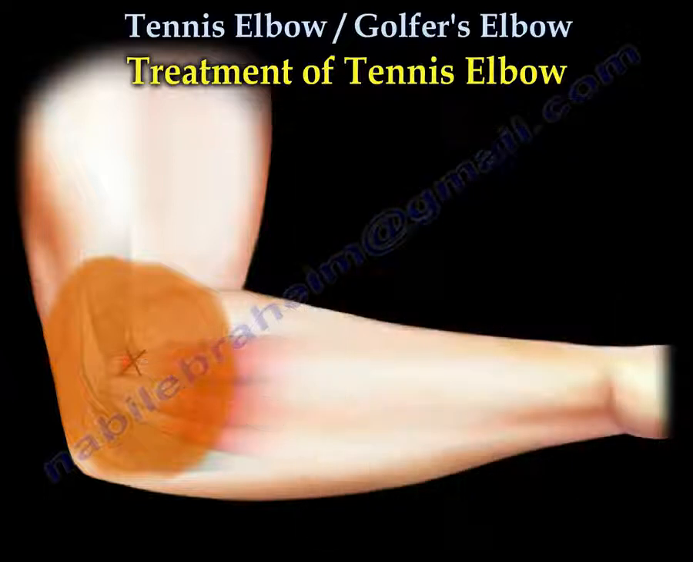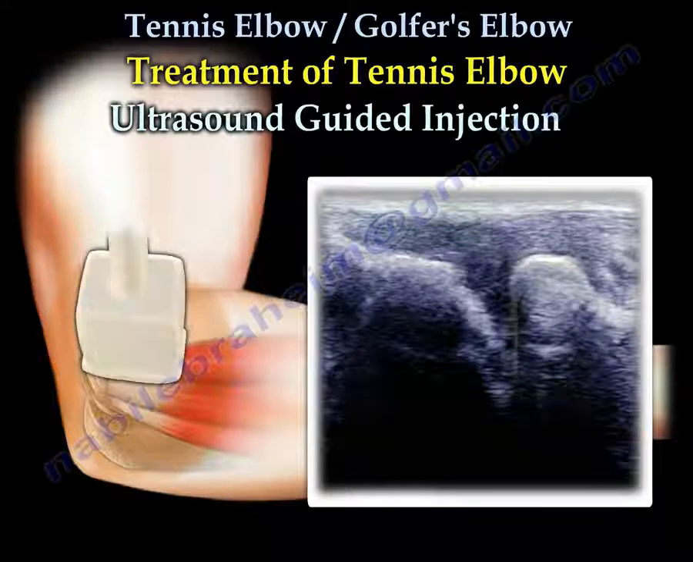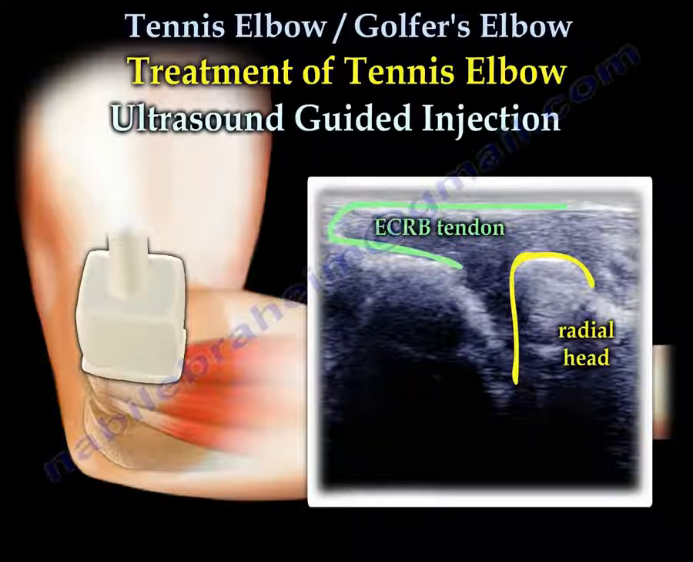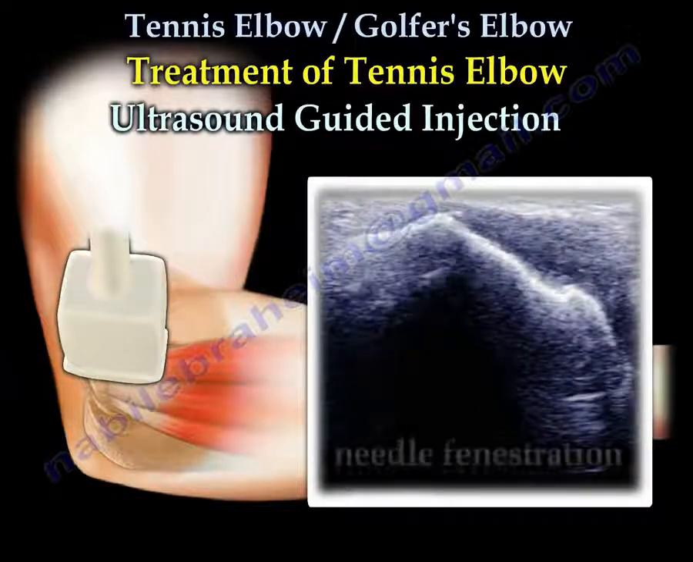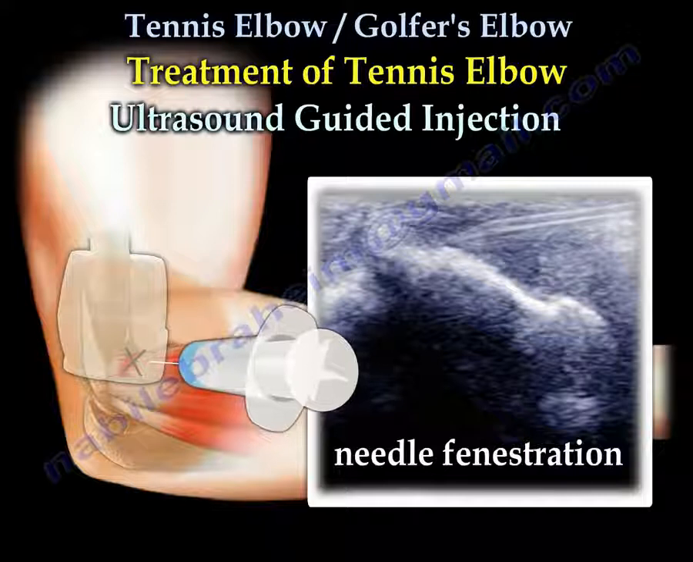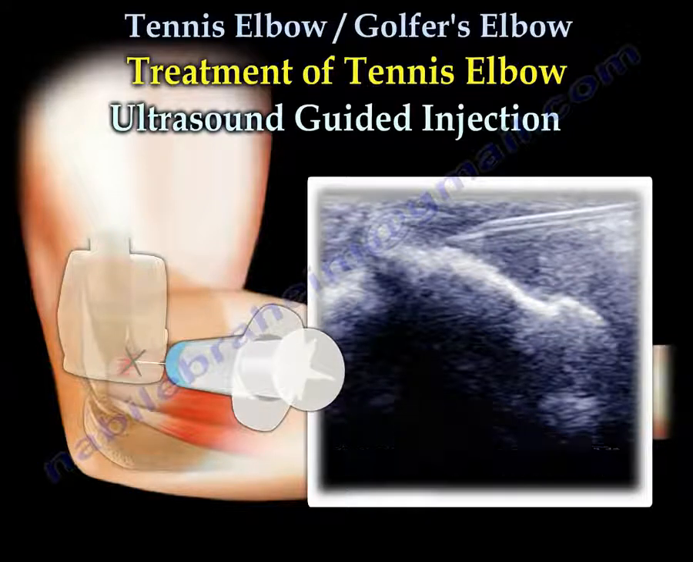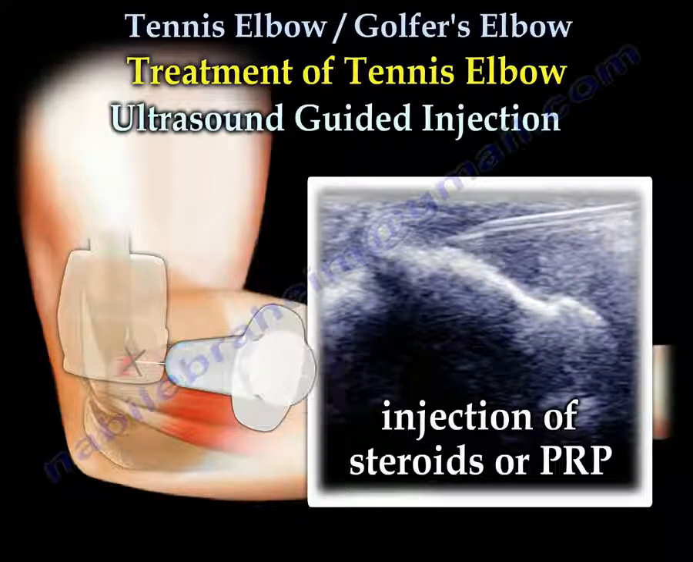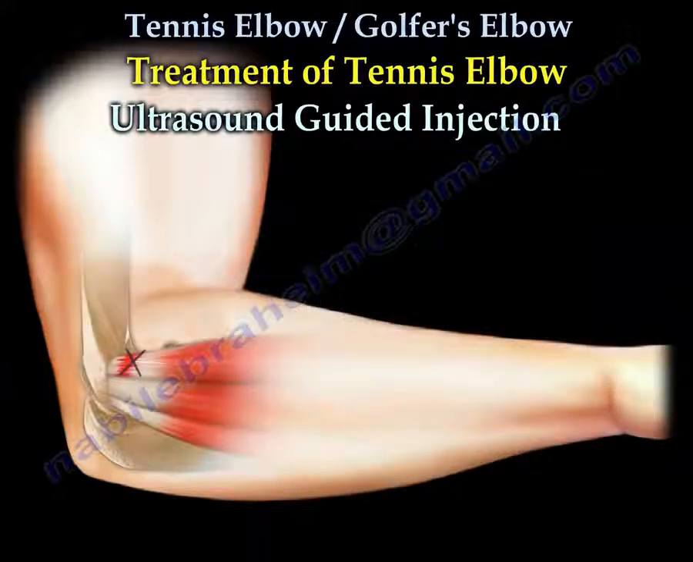Here is the technique of an ultrasound guided injection. You will identify the radial head and the tendon. Under ultrasound guidance, the needle is inserted and goes through the tendon into the bony area of the lateral epicondyle, and fenestration of the tendon is usually done in conjunction with injection of the fluid, either steroids or platelet-rich plasma.